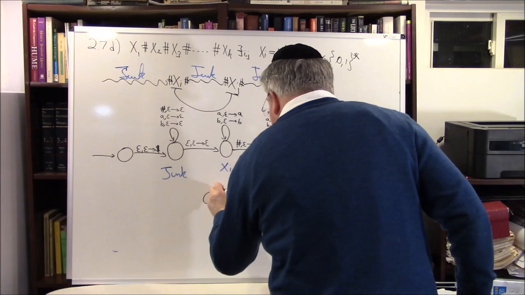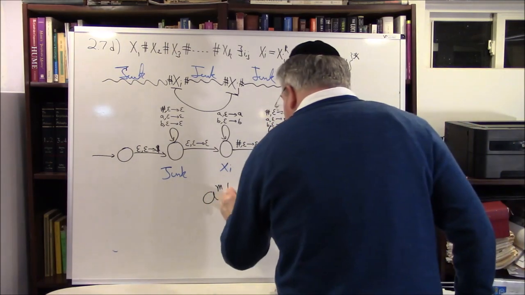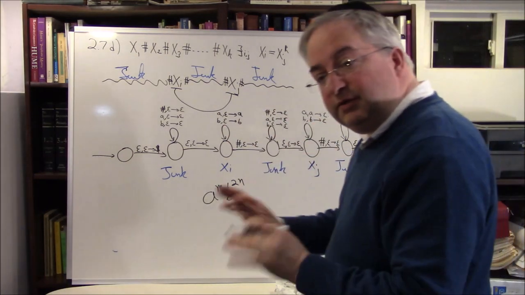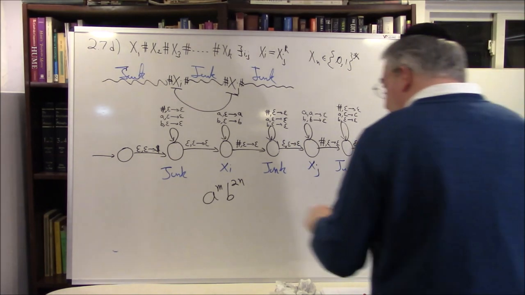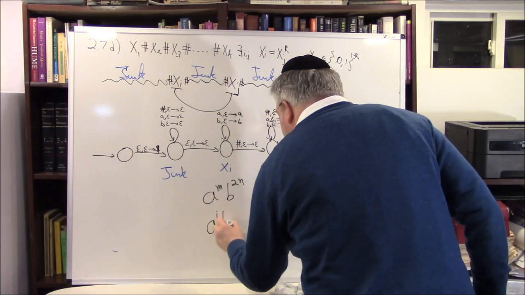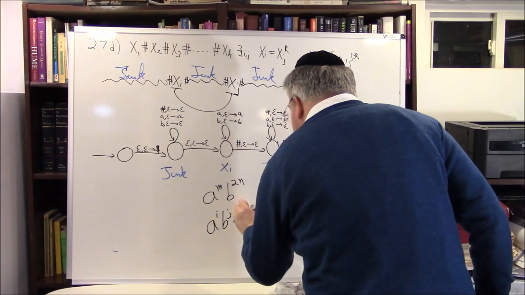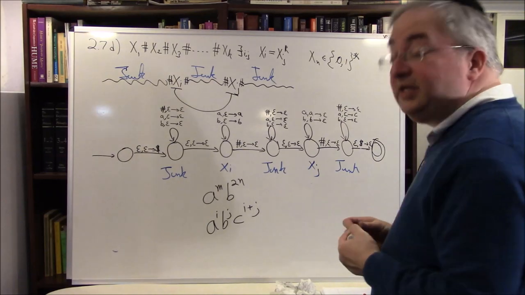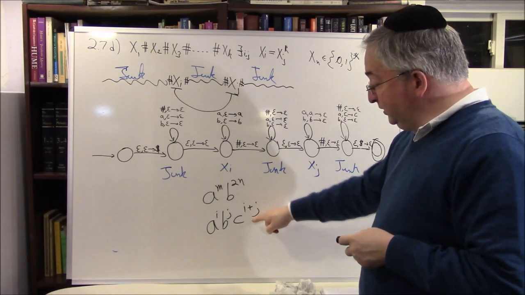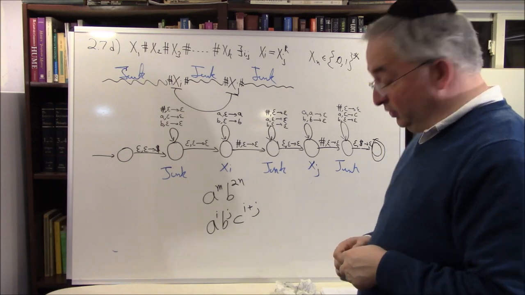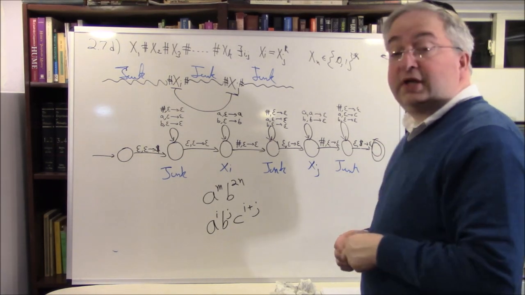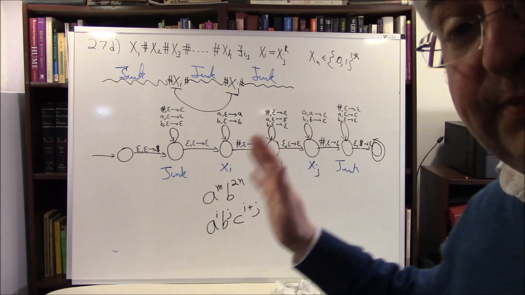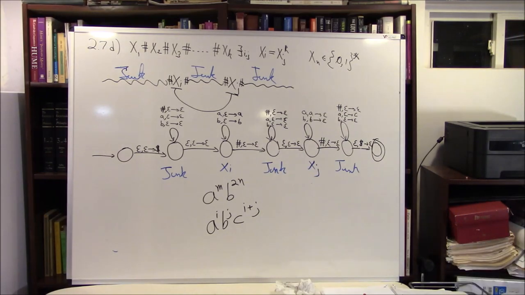So here it is. A to the M, B to the 2N. Don't ask me about 0 or 1. You don't have to worry about that. And here's another one. A to the I, B to the J, C to the I plus J. We did context-free grammars for this, but now I want you to do a pushdown automaton. So that's nice. Now, stop the computer. Try to do it on your own, and then I'll give you the answer.